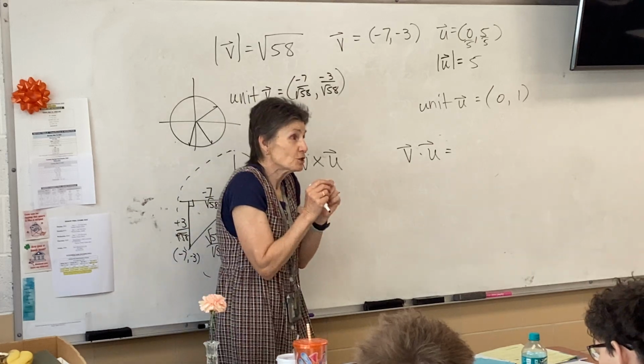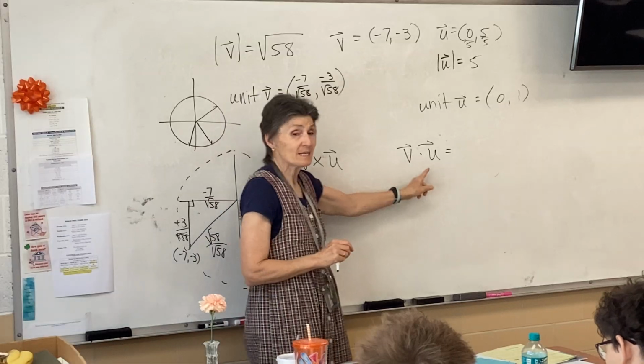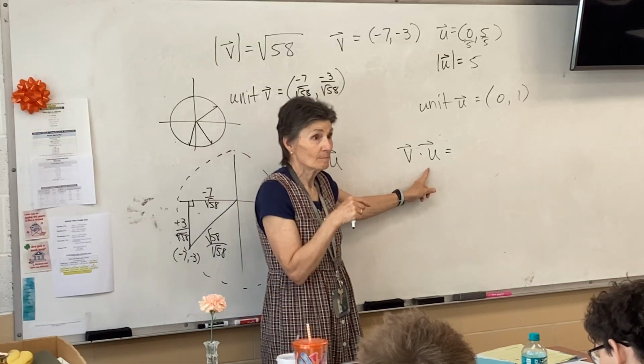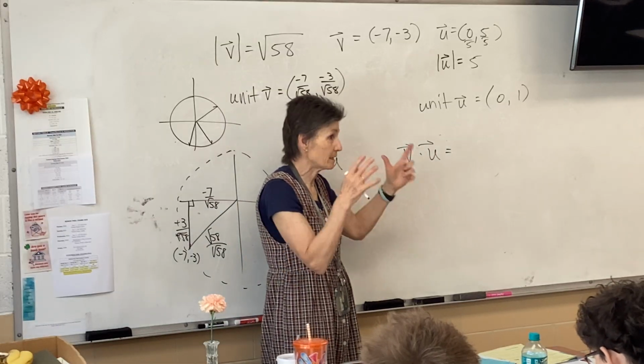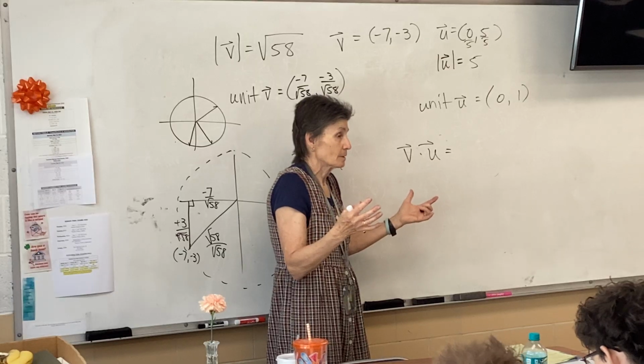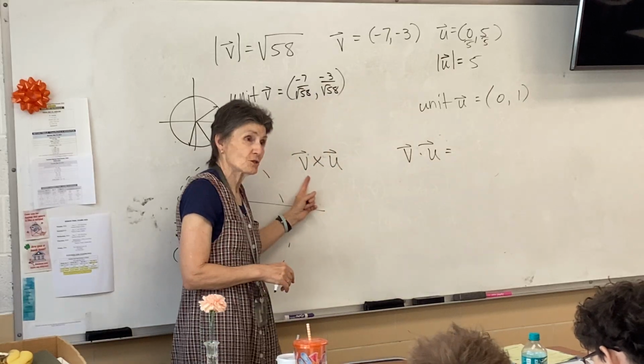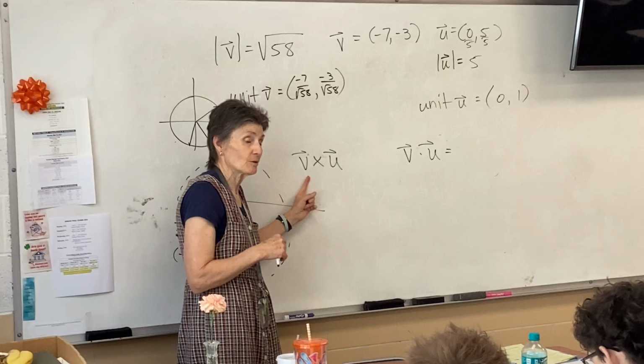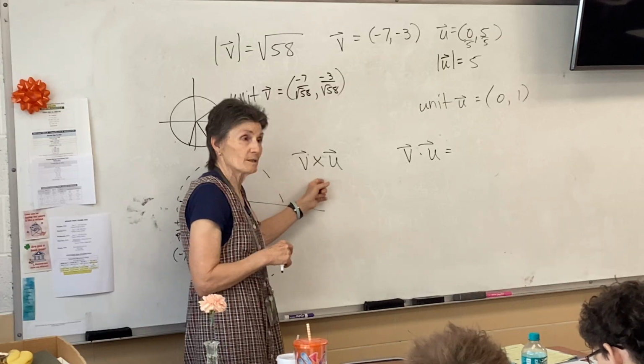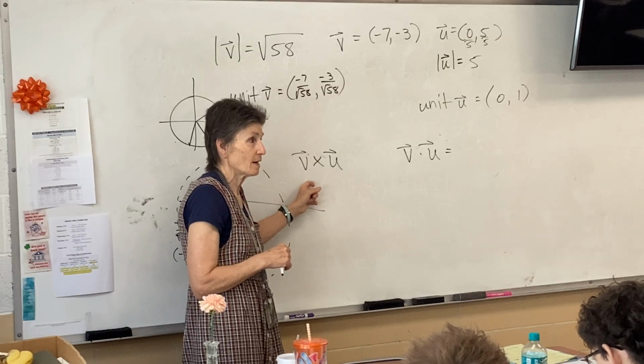The huge difference between these is V dot U is a number. So when I do this in a minute, you're gonna get a number like 6. When you do V cross U, you get another vector. This is really the more interesting one, but we don't really have time to do it.